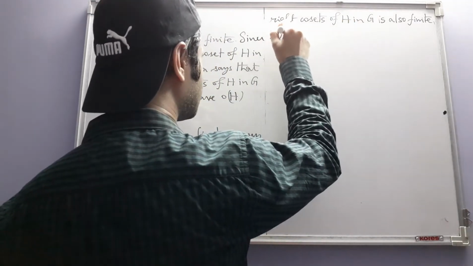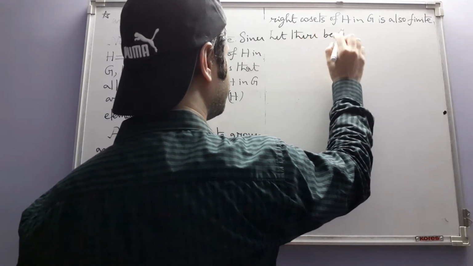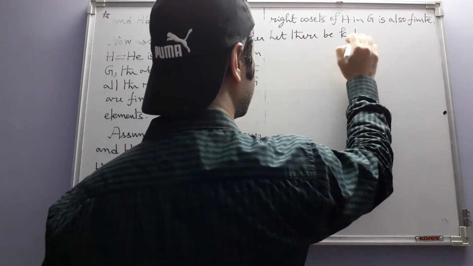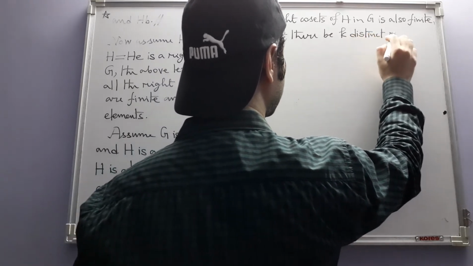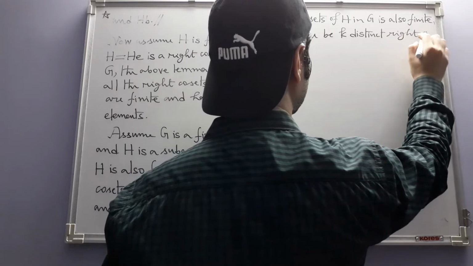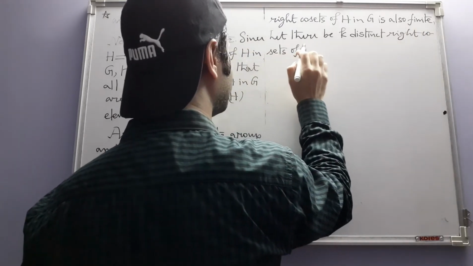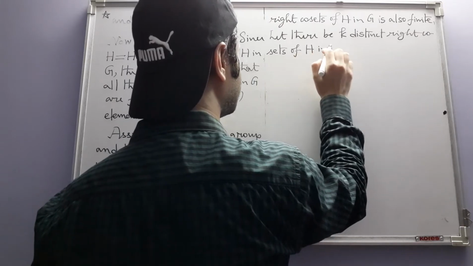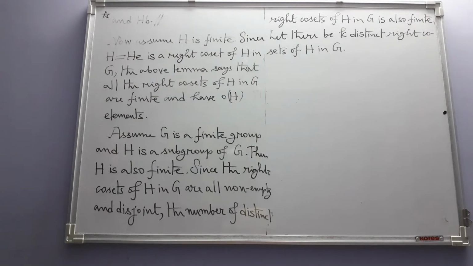Let there be k number of distinct right cosets of H in G. Okay, now you look at the situation.